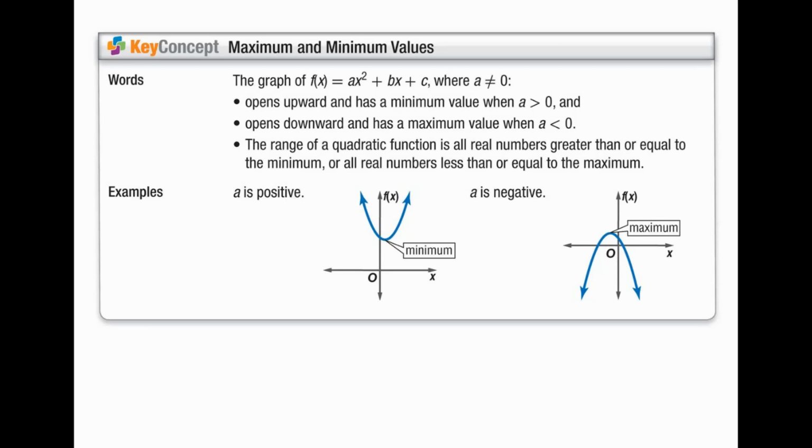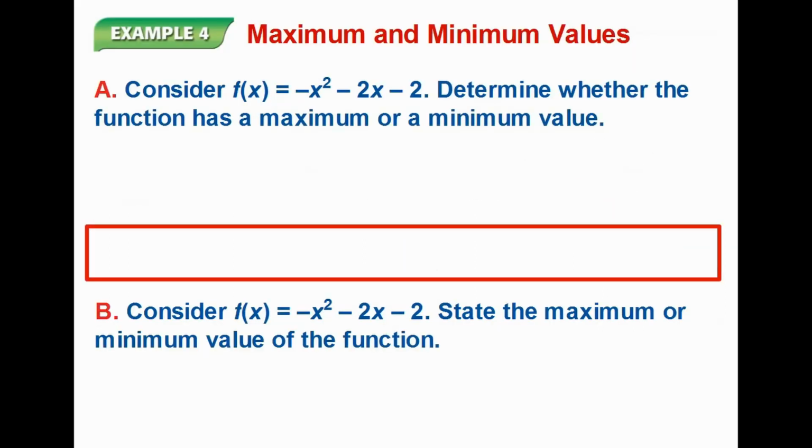As I mentioned earlier, the quadratic functions will have either a maximum or a minimum depending on your a value. If a is a positive number, the parabola opens upward and has a minimum value. On the other hand, if a is a negative number, the parabola opens downward and has a maximum value. The range of quadratic functions, if you have a minimum, will be all real numbers greater than or equal to your minimum. If you have a maximum, the range of this function will be less than or equal to your maximum value. Let's look into an example.